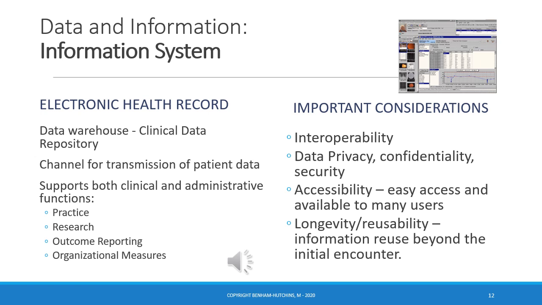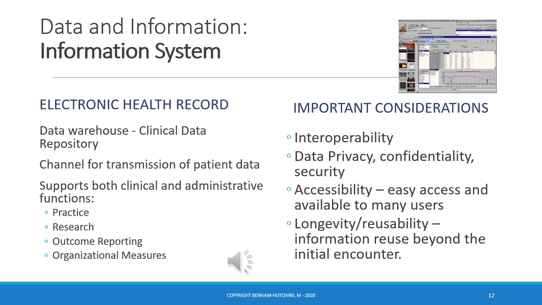And as I mentioned earlier, this is commonly called an electronic health record, and it usually has a data warehouse associated with it, or what you could call a clinical data repository. It's basically a channel for transmission of patient data. So this particular type of record supports multiple functions: practice, research, outcome reporting, organizational measures, and sometimes will even support accounting and billing, such as the use of different ICD-9 or 10 codes.